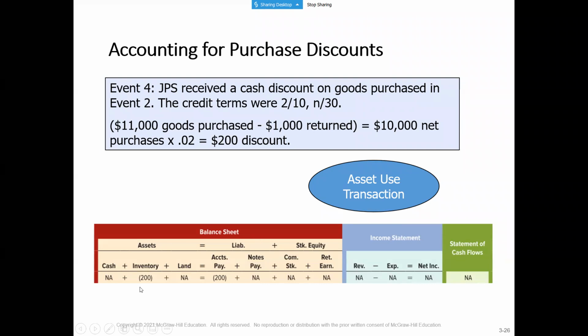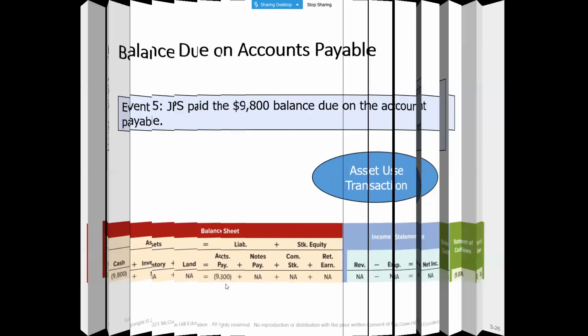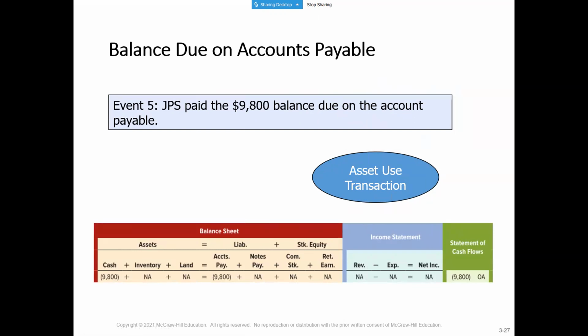So what happens when you do take advantage of a discount is that it will reduce your cost of goods. Your inventory will be reduced by any discount which is taken as a purchase discount, and your accounts payable will also be reduced by the same. So event 4 is receiving the discount. Event 5 is paying the net amount to the supplier.